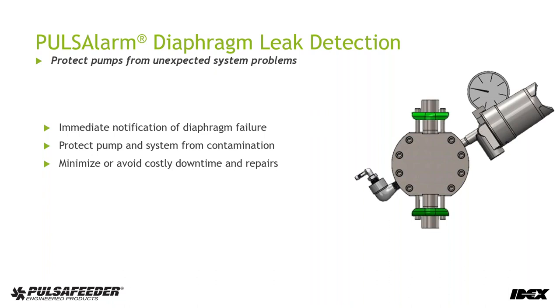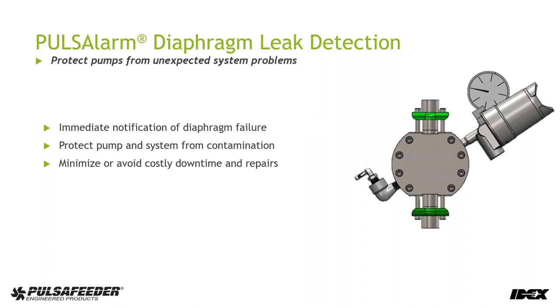Typically, diaphragms internally fail because of some sudden and unexpected change in the system, maybe during startup, maybe a new facility, a new system is installed, and if there's debris in the line, or maybe there's solids in there, those can wear the diaphragm out prematurely quickly. Or if the process fluid becomes contaminated, this can lead to unexpected diaphragm failure.